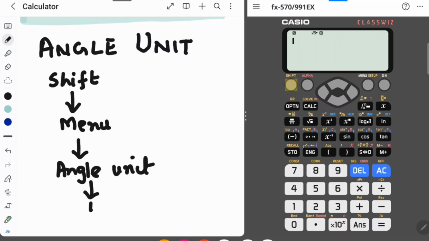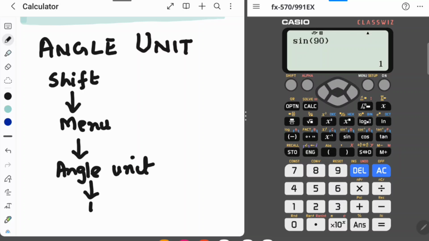You press Shift and then go to Menu, and afterwards you can see the angle unit is at 2. Press 2. You have 3 options: degree, radian, gradient. Obviously you'll be using degrees, so press 1, and then your calculator is in degree mode. You can check: sine 90 is 1. So type sine 90, and remember to close the bracket also, and then equals 1. So it means your calculator is in degree mode.